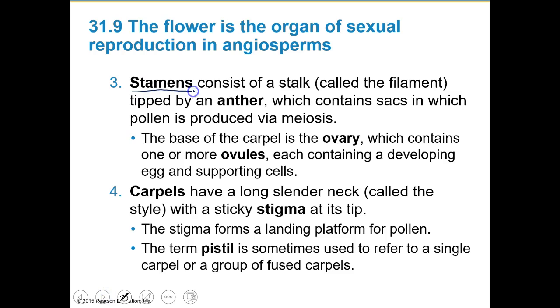Stamens, just so we remember, are the male parts of the flower that have the word men in it. It has a stalk, that's our filament, and it's tipped with an anther. These have sacs which produce pollen via meiosis. Again, remember, pollen is a whole gametophyte, so we can produce those spores by meiosis, but then there'll be a little bit extra to get it to be our whole gametophyte. There's not a whole lot to it, so it doesn't take much, right? It's sort of like a spore, but not entirely. The base of the carpel is the ovary.